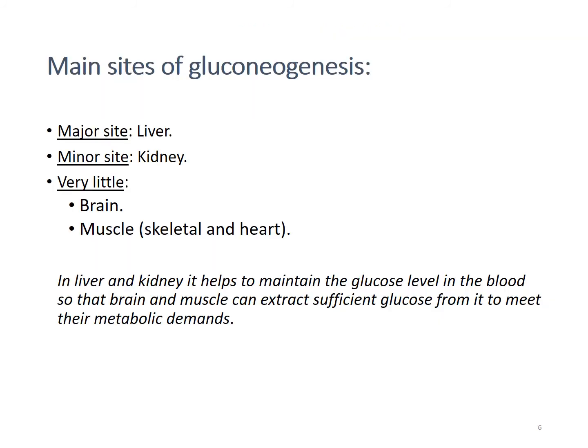As I mentioned, liver is the major site of gluconeogenesis, and it also happens in the kidney, and to very little extent happens in the brain and muscle. So the whole purpose of gluconeogenesis is to maintain the sugar level in the blood so that our brain and our muscle can function optimally.